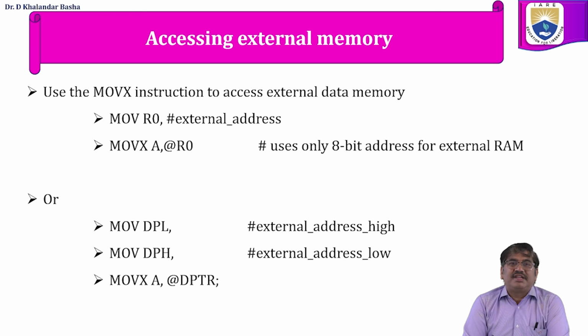Now for accessing the external memory content, we use the MOVX instruction. The MOVX instruction is used for external data memory. So we will write MOV R0, some external address, then we'll write MOVX A, @R0. So now we are accessing the external memory, and that content will be placed into the accumulator. Otherwise, we can move DPL with the external address low, move DPH with the external address high, then we'll write MOVX A, @DPTR. So either passing through the R0 register or through the DPTR register.